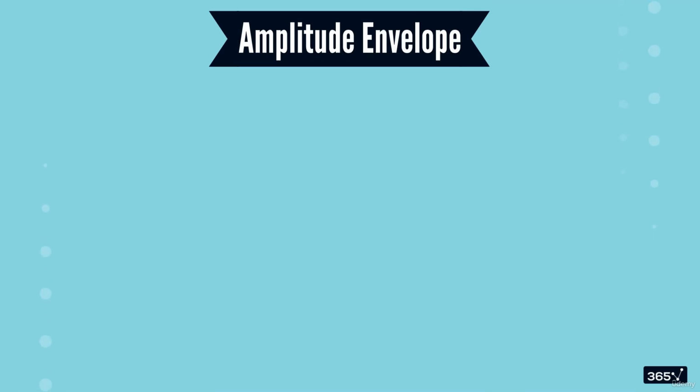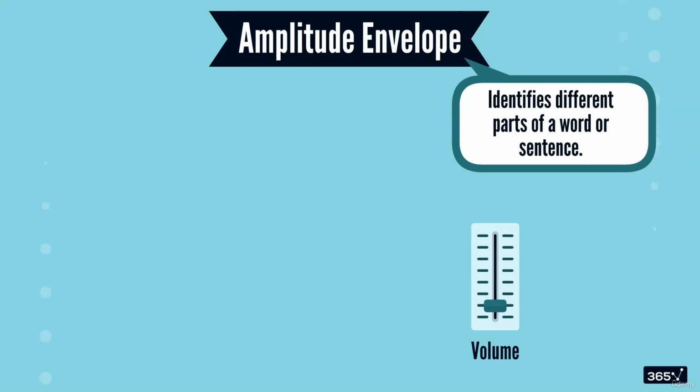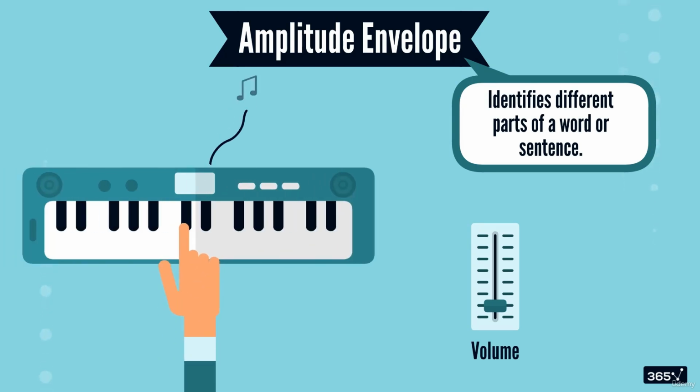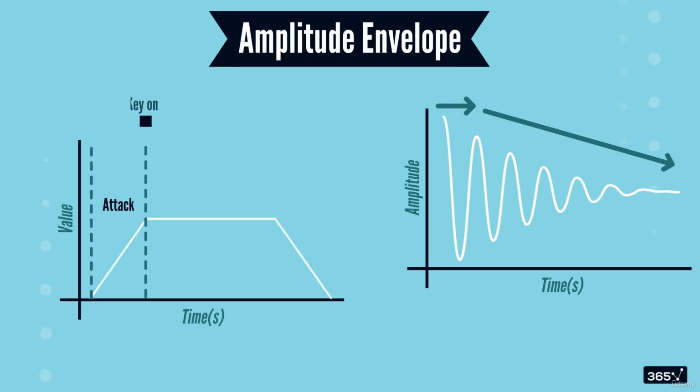Excellent! The last time domain feature we'll discuss is the amplitude envelope, which shows how a sound's loudness changes over time. In simpler terms, amplitude envelope tracks how the volume goes up and down as the sound plays. In speech recognition, this helps identify different parts of a word or sentence, such as when a word begins, gets louder, and fades away. Imagine pressing a piano key. The sound begins, remains loud briefly, and then gradually diminishes. These phases, attack, sustain, and release, form the amplitude envelope, illustrating the sound's loudness.